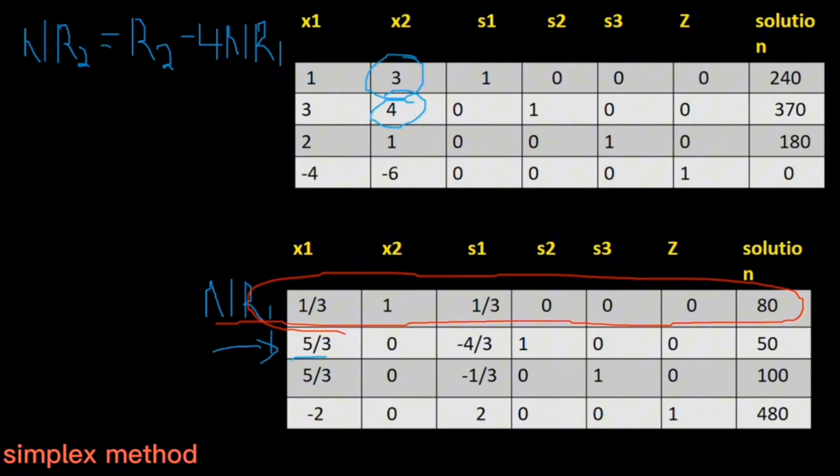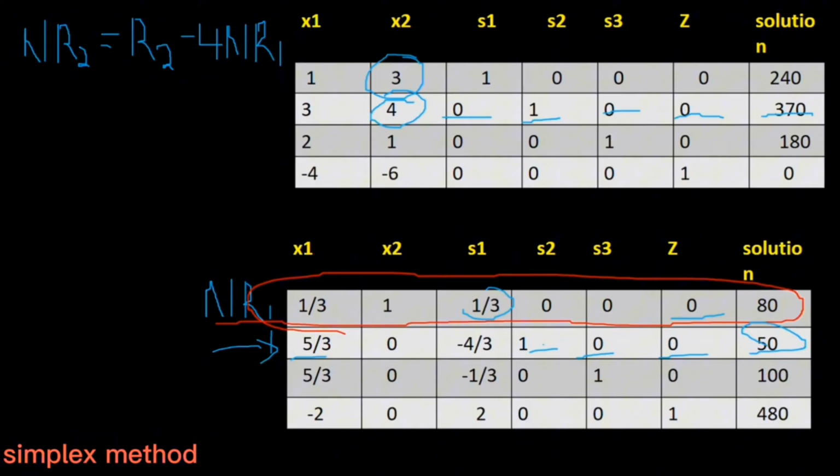The next one is 0 minus 4 times 1/3. 4 times 1/3, you have negative 4 on 3. The next one is 1 minus 4 times 0 is 1. Okay. The next one is 0 minus 4 times 0 is 0. The next one is 0. Okay. Minus 4 times this 0, you have 0 here. The next one is 370. 370 minus 4 times 80, we are going to be having 50.